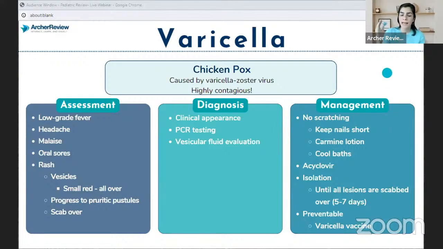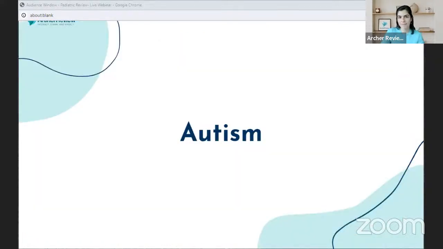Acyclovir to help reduce the duration of the outbreak is going to be really helpful. And isolation, again, just to prevent it from spreading in the community. Again, prevention with those vaccines. Okay, now on to autism.